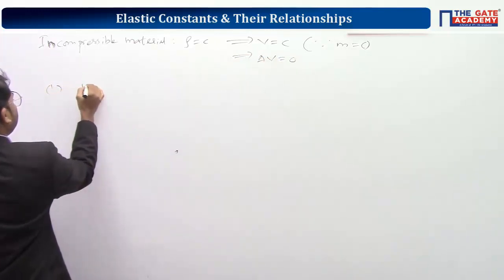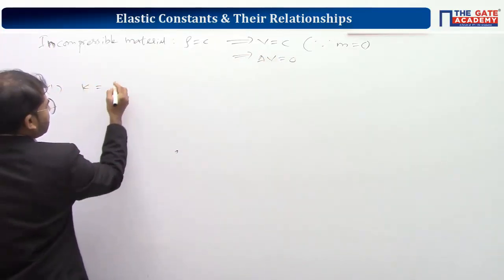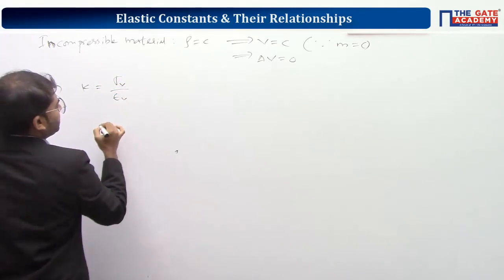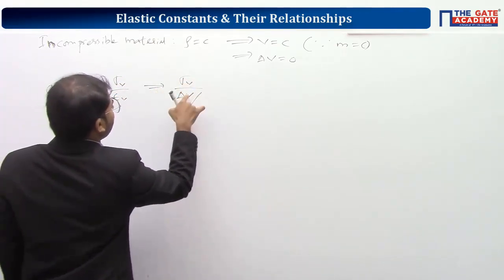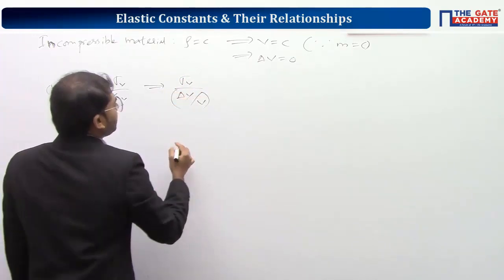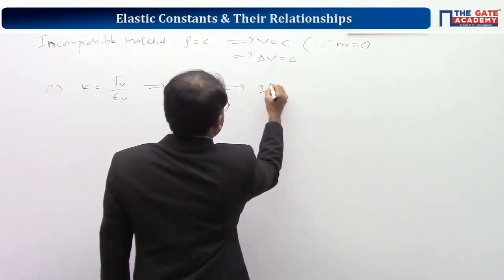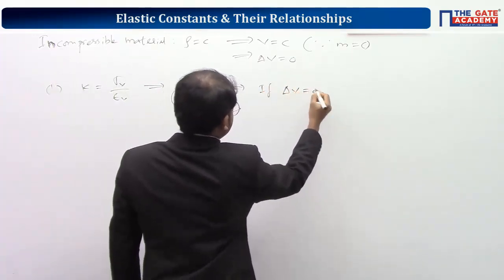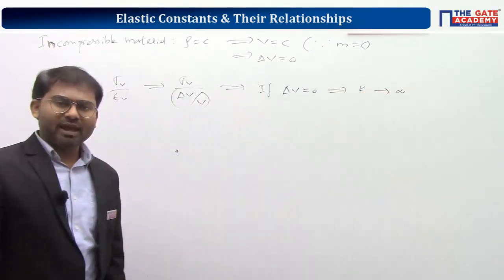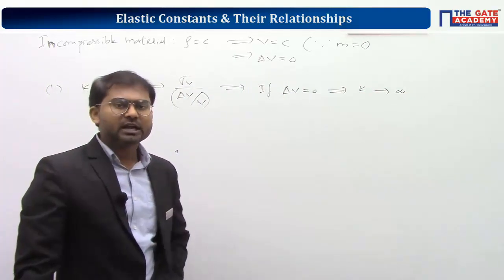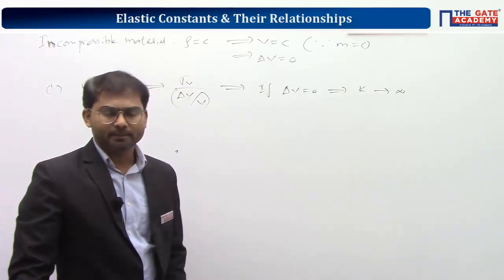Now if you are willing to get the value of bulk modulus, it is actually given by volumetric stress by volumetric strain. So this can be written as volumetric stress by change in volume by original volume. So this implies if delta V is equal to 0, K will be tending towards infinity. So the value of bulk modulus for an incompressible material is infinity.